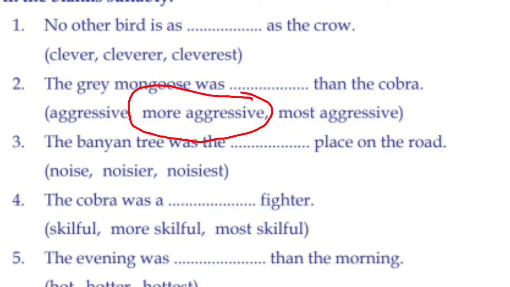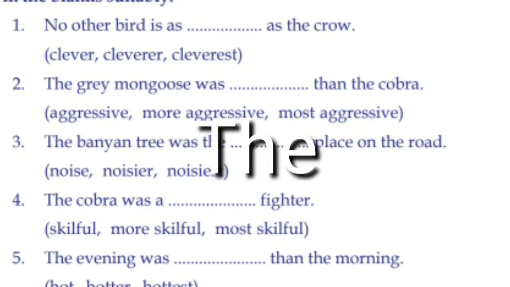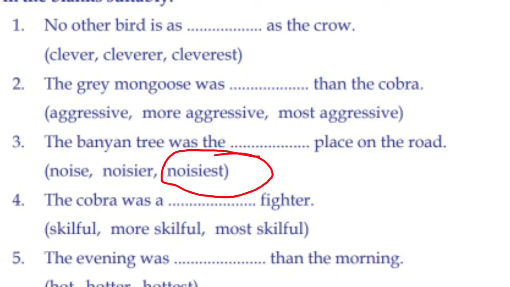Third sentence, the banyan tree was the dash place on the road. Here you have the clue, that is the definite article. Normally, after the definite article, we use the superlative degree, or a superlative degree will take 'the' before it. So the answer is: The banyan tree was the noisiest place on the road.